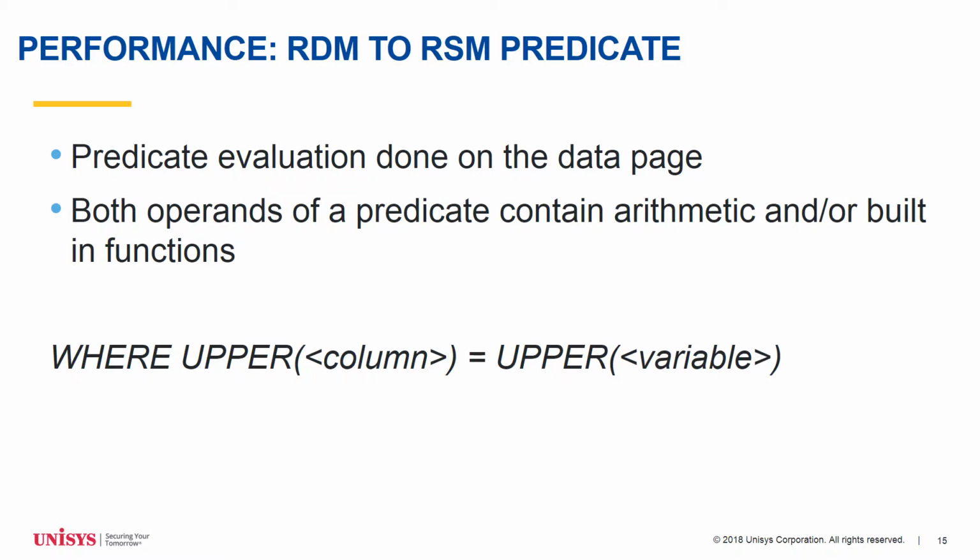RDMS has changed when it evaluates where clause predicates when both operands contain arithmetic or built-in functions. Evaluation of these predicates is now done on the data page. This means only records that satisfy the predicate are copied from the storage manager into memory for processing by the abstract machine. The old method required the storage manager to deliver the records to the abstract machine for evaluation. This change is especially beneficial when there are no records that satisfy the predicate.